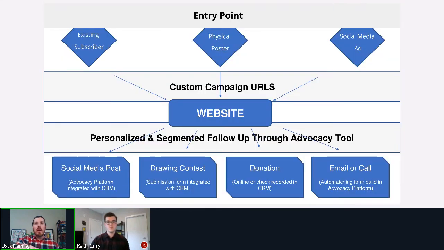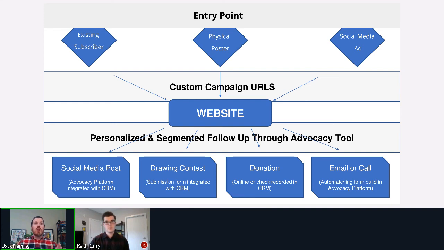But let's take a look at what that looks like conceptually, how we think and track things at EdTrust. So along the top of this slide, you see entry points. This is where people are entering our funnel that Keith mentioned. We've got existing subscribers, the physical poster contest that we talked about, and then we've got social media advertising. Those are just three ways that people are entering our funnel. How do we then track the way that these people are entering?